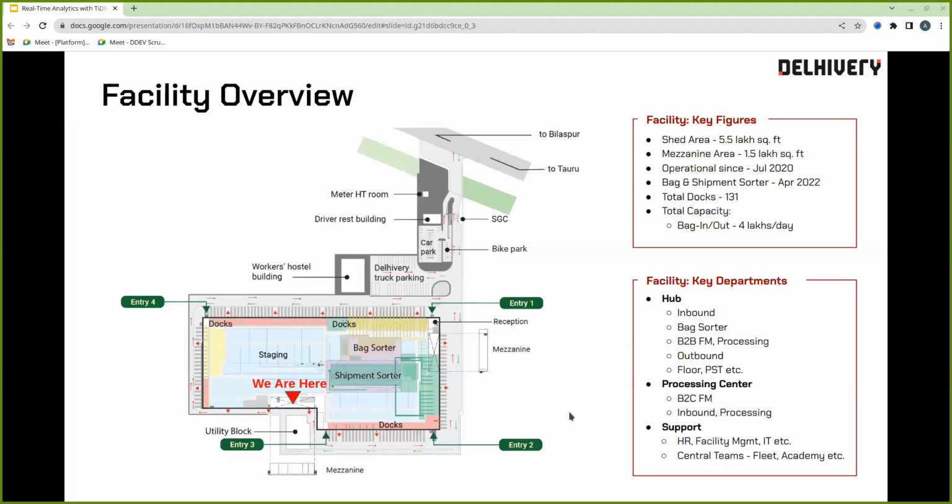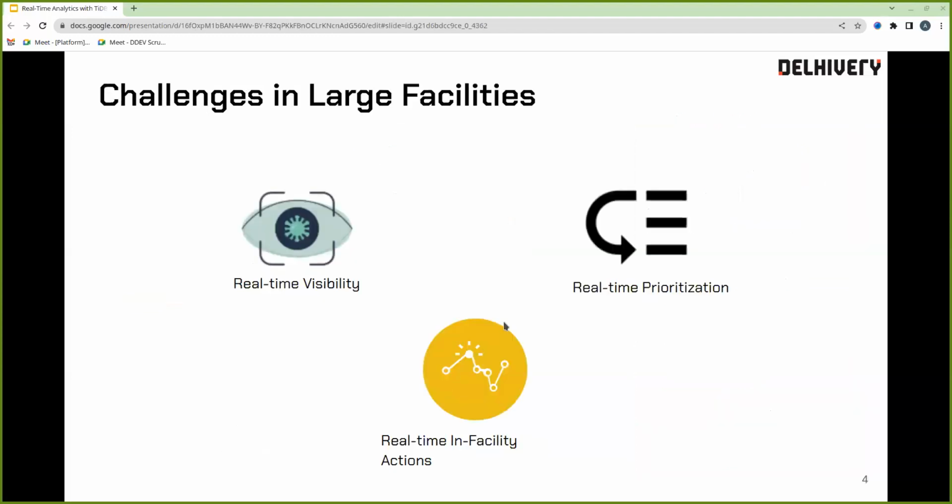However, operating smoothly within such a large mega facility presents us three significant operational challenges that require attention and resolution. The first challenge is that the operator's immediate requirement is to have real-time visibility within the facility. They need to know the number of shipments currently inside the facility, the status of vehicles, including their timeliness, the number of vehicles stuck, and the manpower situation at any given moment.